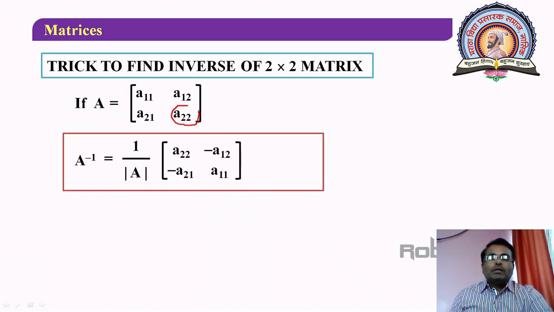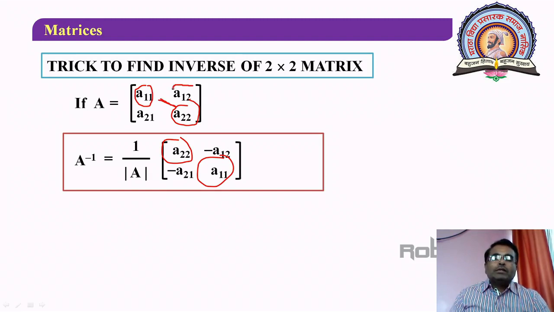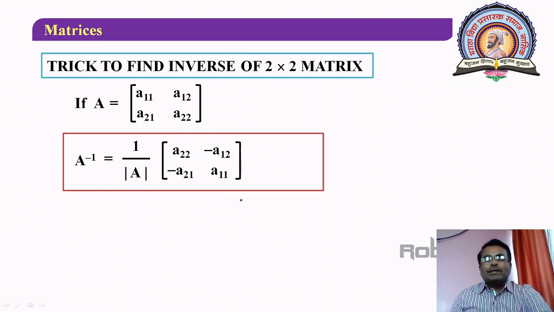Then this will appear as an element here. Then this will appear as an element here. Is it clear? So what this indicates is these elements are interchanged, and this element is as it is here but with the opposite sign. This element is as it is but with the opposite sign, meaning there is a sign change in these two elements and these two elements are interchanging, and therefore the short trick is like this.